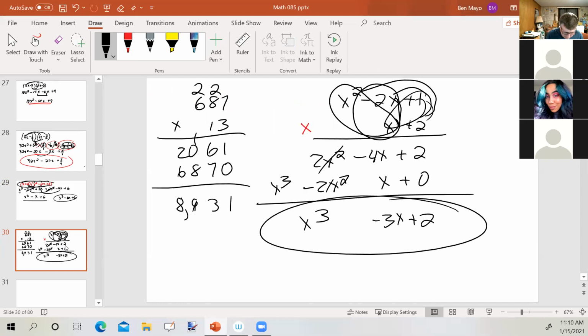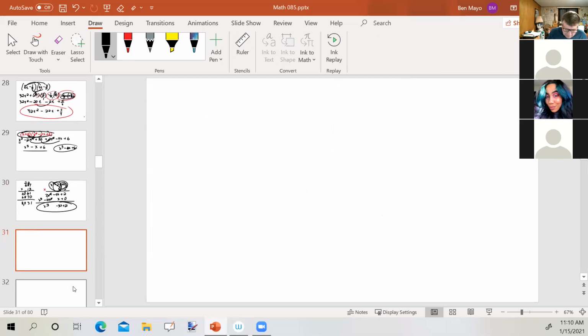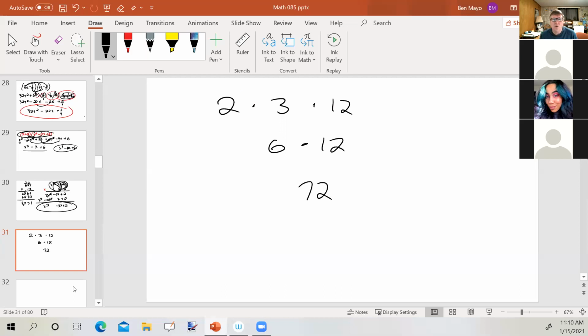All right. Now, let's say we've got 2 times 3 times 12. What are you going to do first? 2 and 3, right? So you'd multiply together the first 2 factors, right? 2 times 3 is 6, and then 6 times 12 is 72, right? So you don't multiply all 3 of them together at once. You just multiply 2 at a time, right?